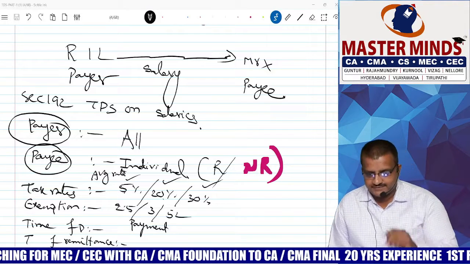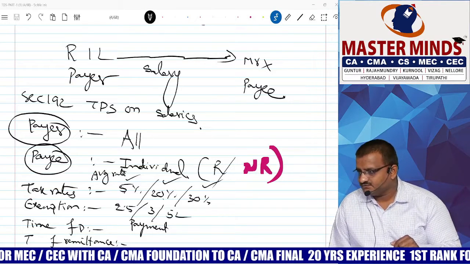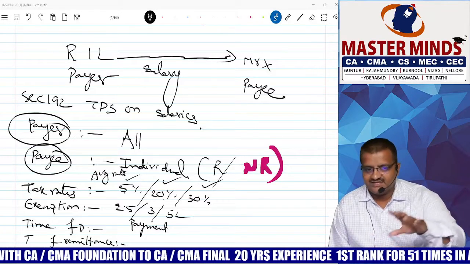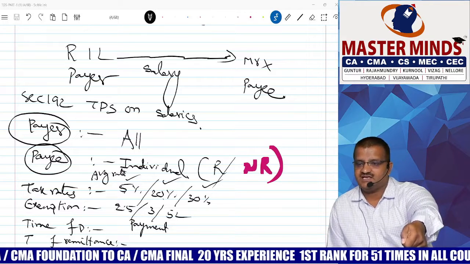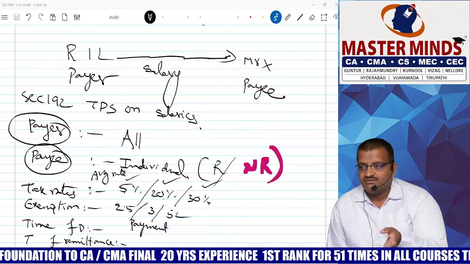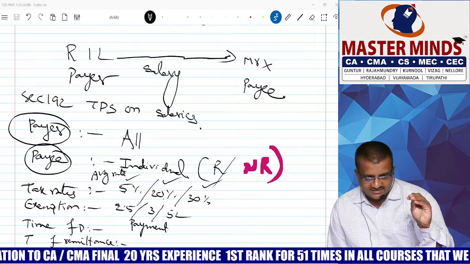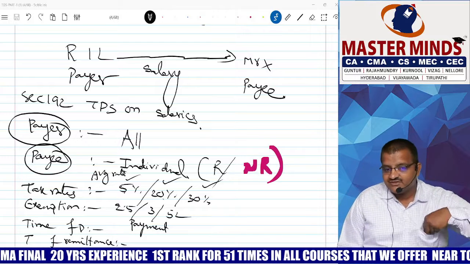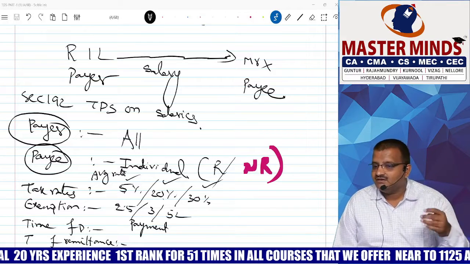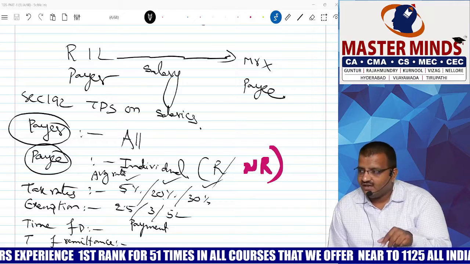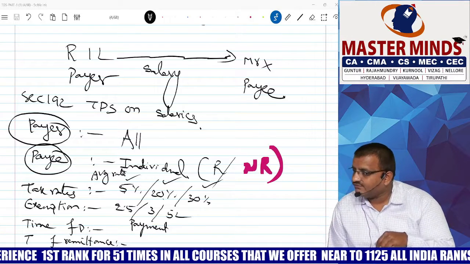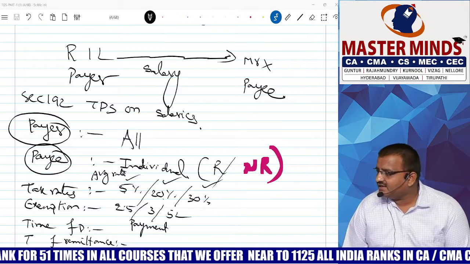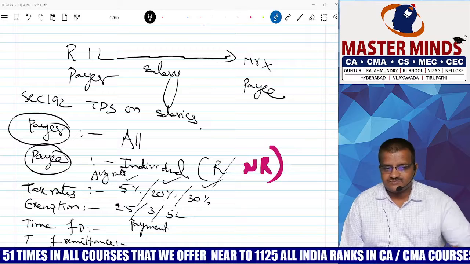Suppose this is January. Today is 30th or 31st January, and I call you and say, ma'am, take this month's salary, 50,000. For example, 5,000 is the TDS, so I will deduct 5,000 and give you 45,000. This 5,000 I will pay to the government not immediately, but on or before 7th of next month, which means 7th February.